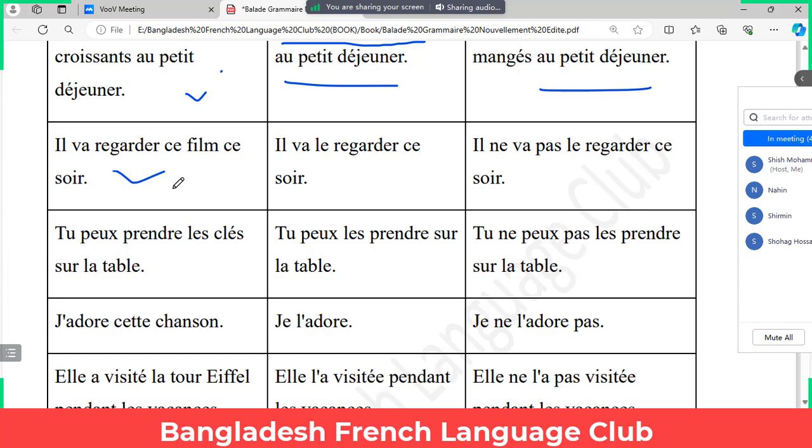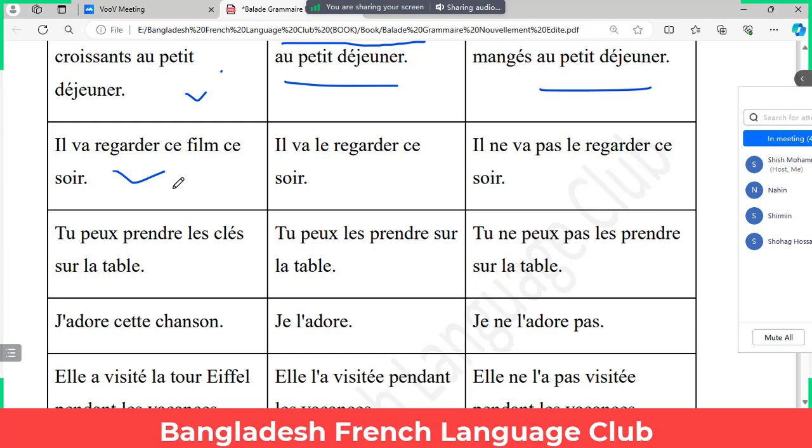Ce soir. So film is the object. Regarder is the verb. So it's a direct object. And go on before. So le is used as masculine, no, feminine.